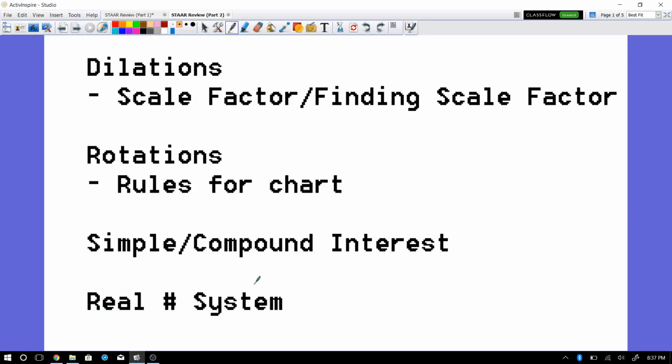STAAR Review Part 2, Dilations. The thing that we went over with dilations was using a scale factor, what scale factor means in its words, and then finding a scale factor by doing the inverse of what we did to use a scale factor, which is using division. Then we're going over rotations and the rules for the chart. You'll see how to make the chart all over again, as well as how to make the table. Review the parts of simple and compound interest, and then go over the ideas of the real number system.